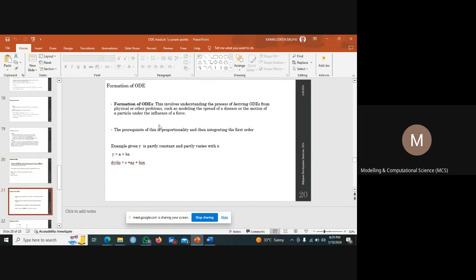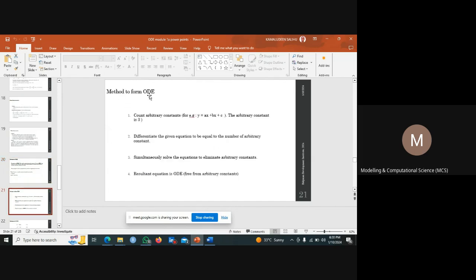So after that, we have methods to formulate our differential equations. And the first method is count.